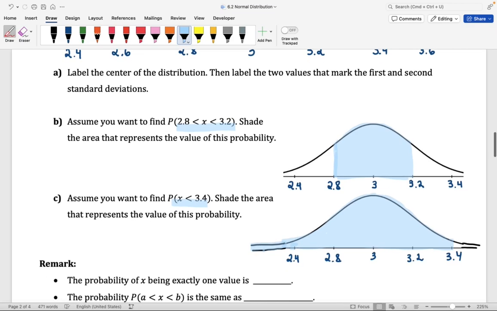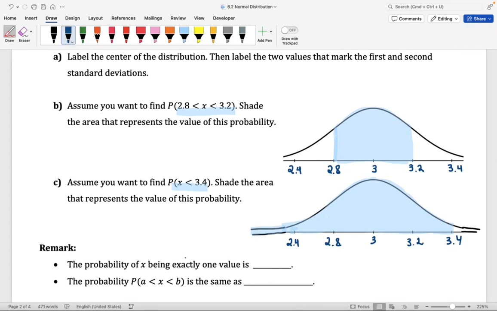So let me make a few remarks. When finding probabilities, if we want the probability of X being exactly one value, we're going to say that this probability is 0. Okay? So for example, if I ask you to use your curve to find the probability of X being exactly 3.5, you're going to say that this probability is 0. In this case, again, we're using area to find probabilities. And so if we're just looking at X equal to 3.5, we actually don't have any area. I cannot tell you what the probability of X being equal to 3.2 is. Again, we're just going to say that this probability is equal to 0.